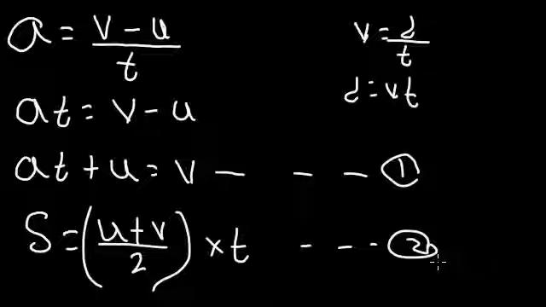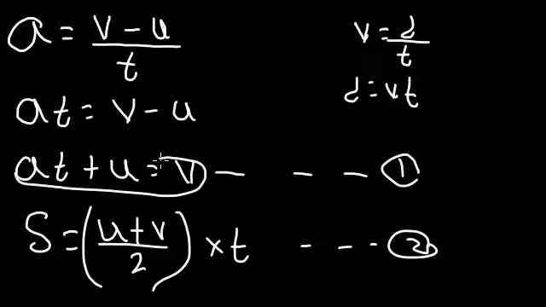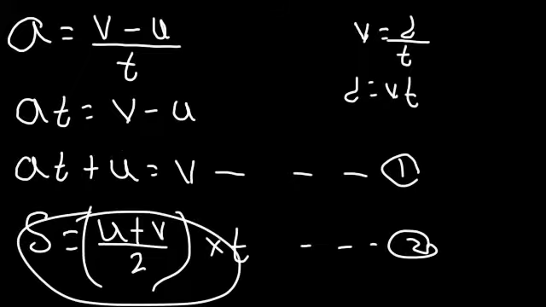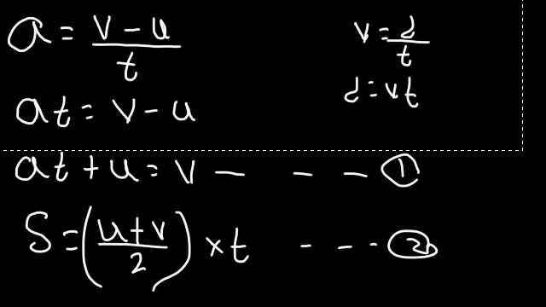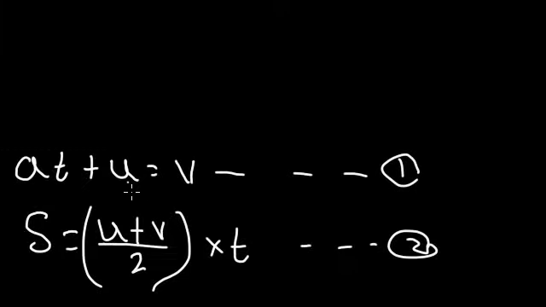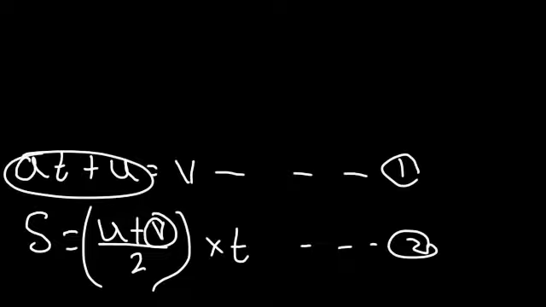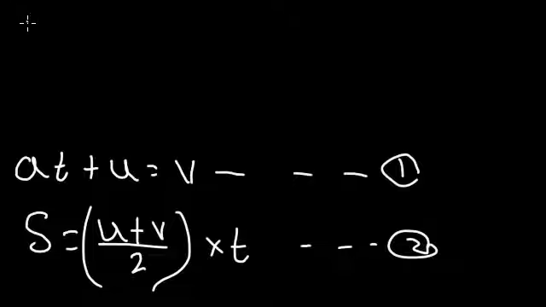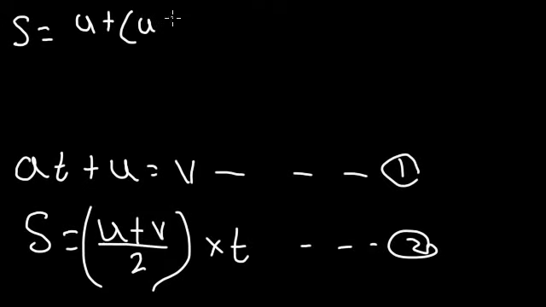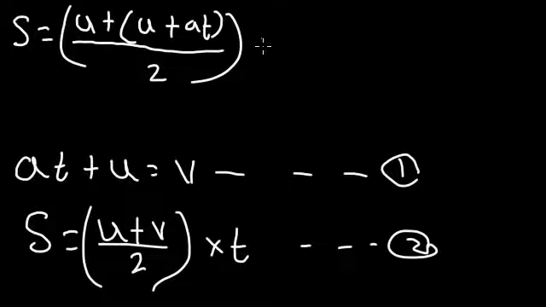Perfect. Now, for the third one, what we're considering doing is that we would like to substitute the value of v we got in equation 1 into equation 2. So let's do that. Since v is equal to u plus at, then putting it in equation 2, we have distance s equals u plus, substituting u plus at in the bracket, u plus at, then divided by 2 entirely, multiplied by t.